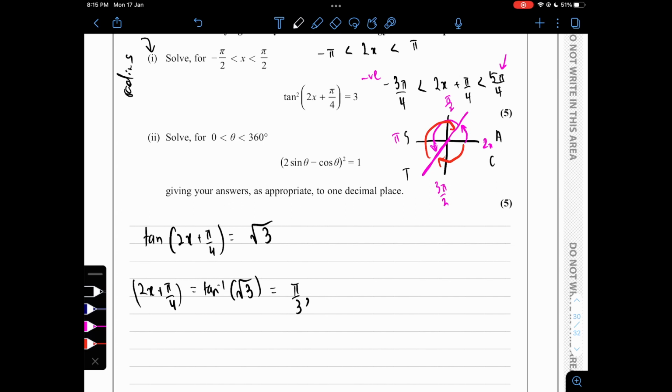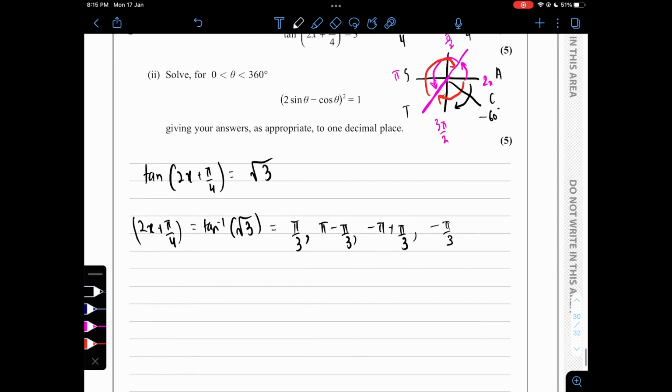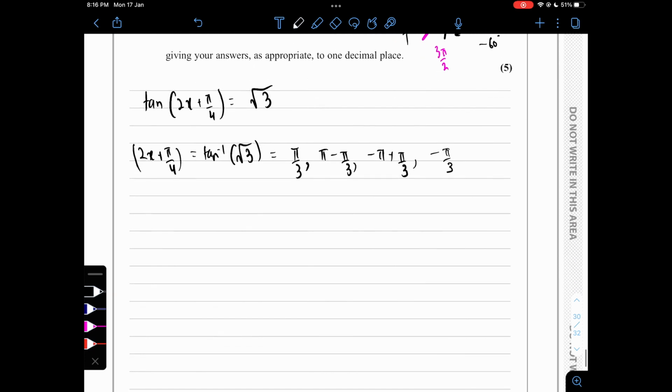Then we can take away, so this will be π minus π/3, and then minus π, so we're going in this direction now, minus π plus π/3. And then we just have the normal, going backwards, minus 60 degrees, which is minus π/3. Okay, so those are our 4 values.